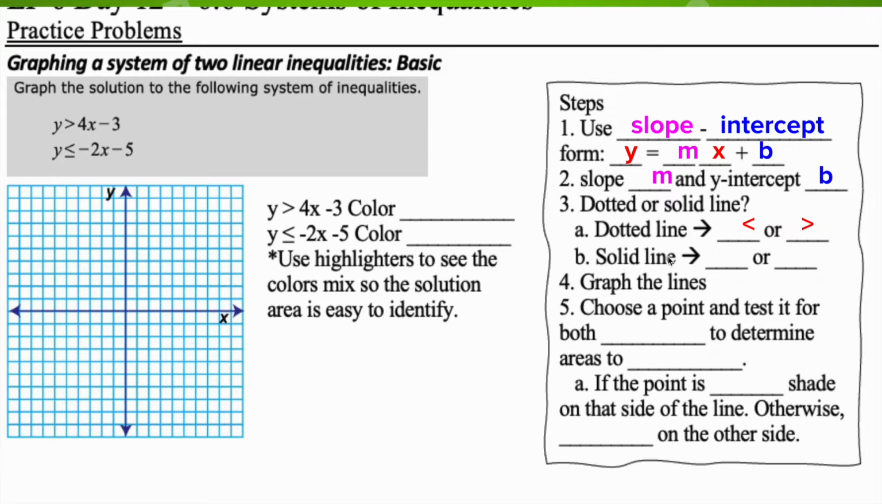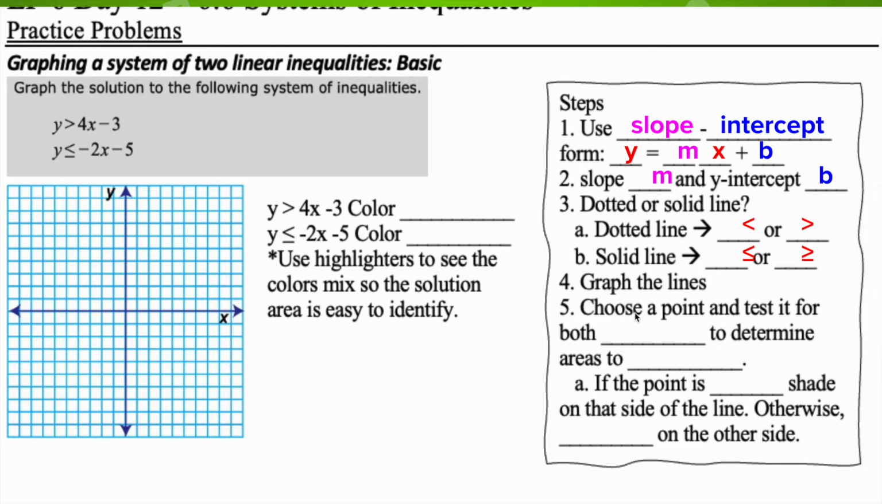The solid line is when we have less than or equal to or greater than or equal to. So we actually see the equal to sign under, so we still have some of that equal, like we did with the y equals mx plus b. We just also have the inequality part of less than or greater than. So once we've identified our pieces, then we can graph the lines. And it does matter if it's dotted or solid. That will get it marked wrong if you don't do the correct type of line.